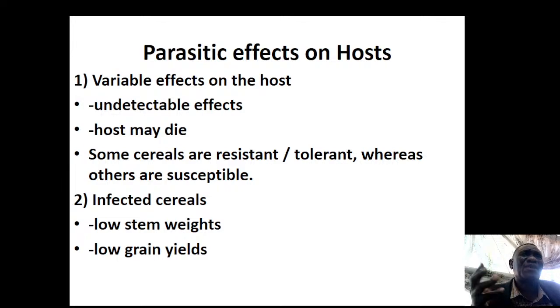If it doesn't, we say the host is tolerant. So we can have undetectable effects, or the host may actually die. So some cereals are resistant or tolerant, whereas others are susceptible. Usually the infected cereals show low stem weights and low grain yield.